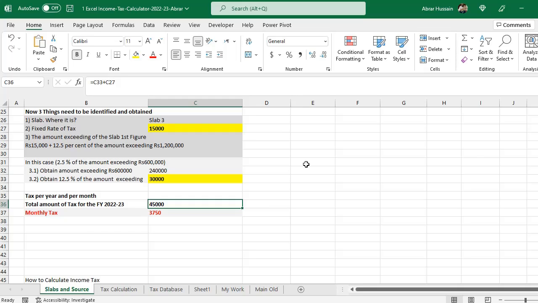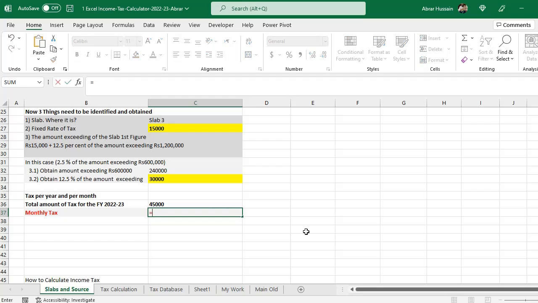45,000 PKR you have to pay per year in this year for your income. Now, what will be the monthly tax that I will have to pay? So simple, just divide this by 12. So let's see this divided by 12. So you will have to pay 3,750 PKR.